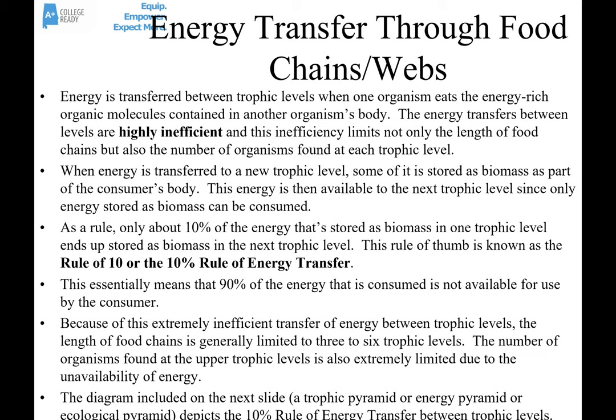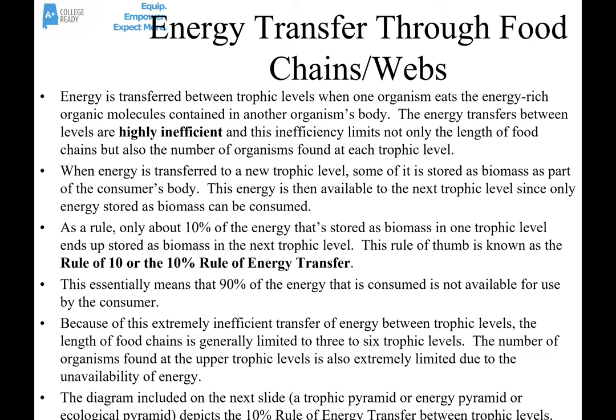When energy is transferred to a new trophic level, some of it is stored as biomass in the bodies of the consumers. This energy is then available to the next trophic level. Only energy stored as biomass can be consumed. So as a rule, only about 10% of the energy that's stored as biomass in one trophic level ends up stored as biomass in the next trophic level.